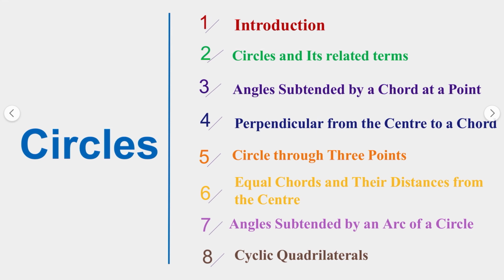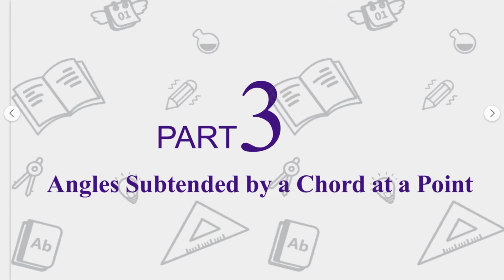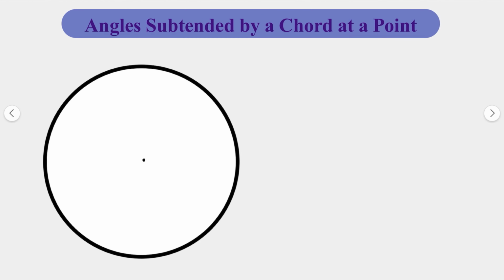Chapter 10, Circles, is divided into a total of 8 subtopics, out of which we have already covered the first 2 subtopics in the previous session. Now in this session we will be looking particularly at the third subtopic, which is the angle subtended by a chord at a point. So let's start with part 3, angle subtended by a chord at a point.